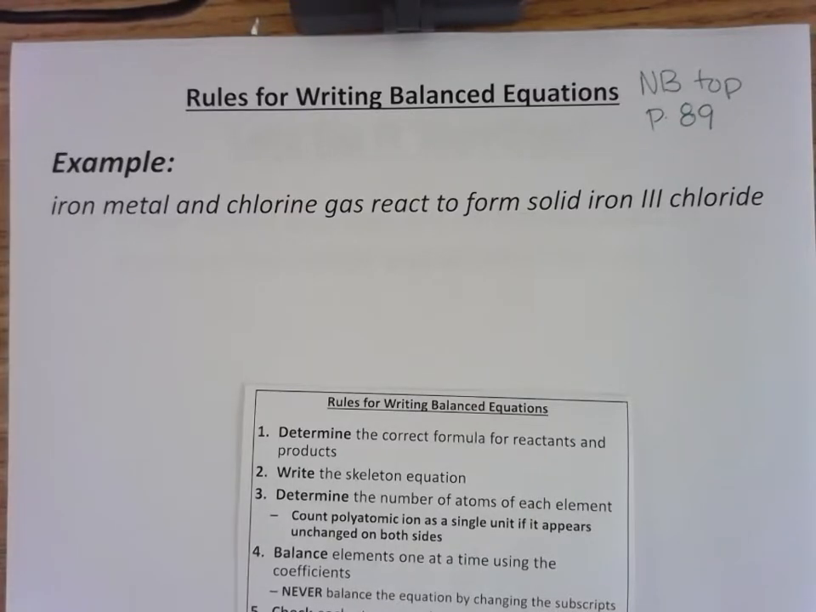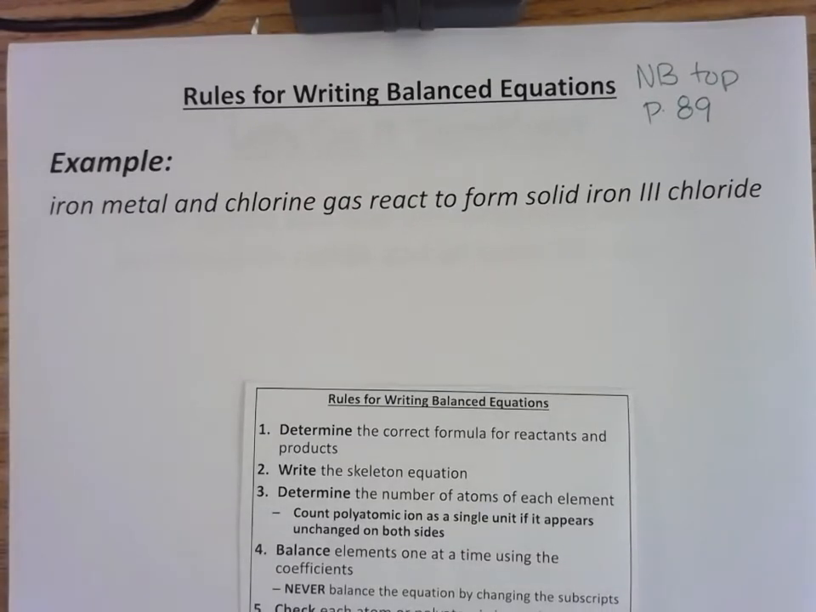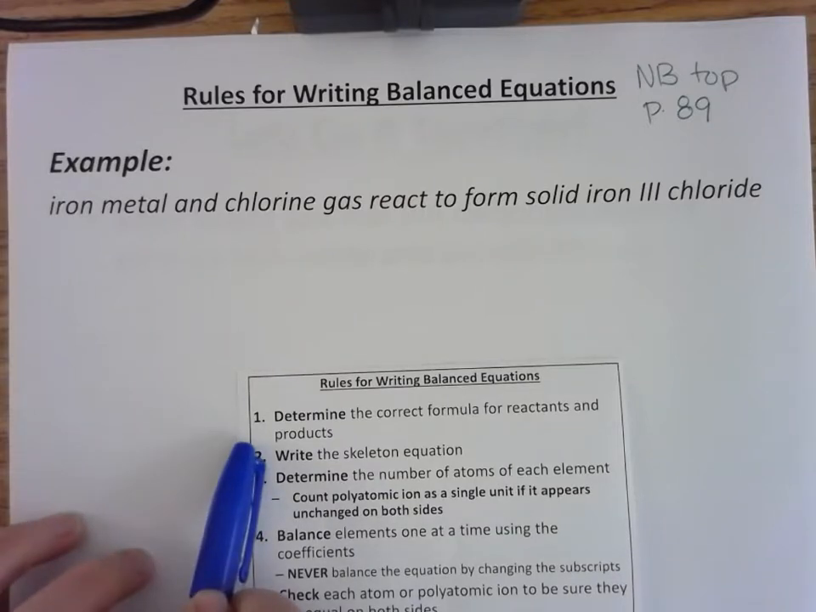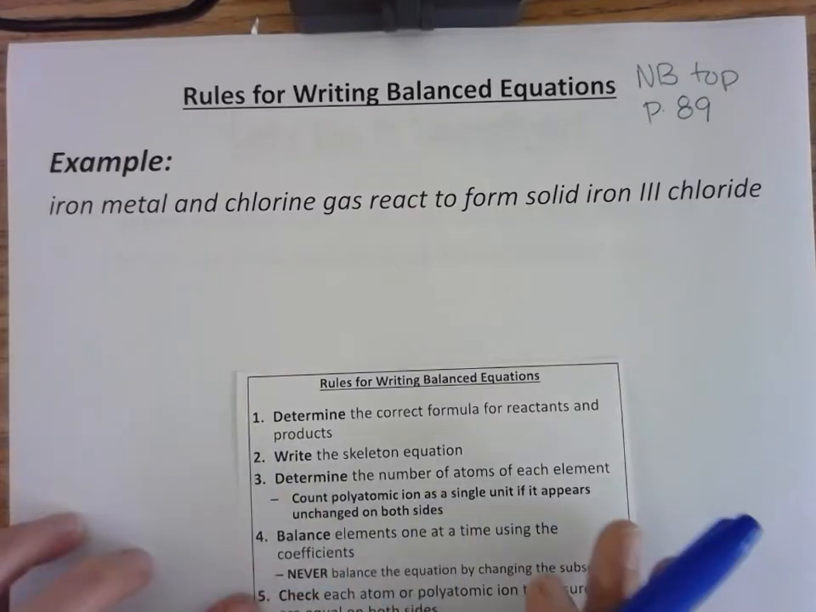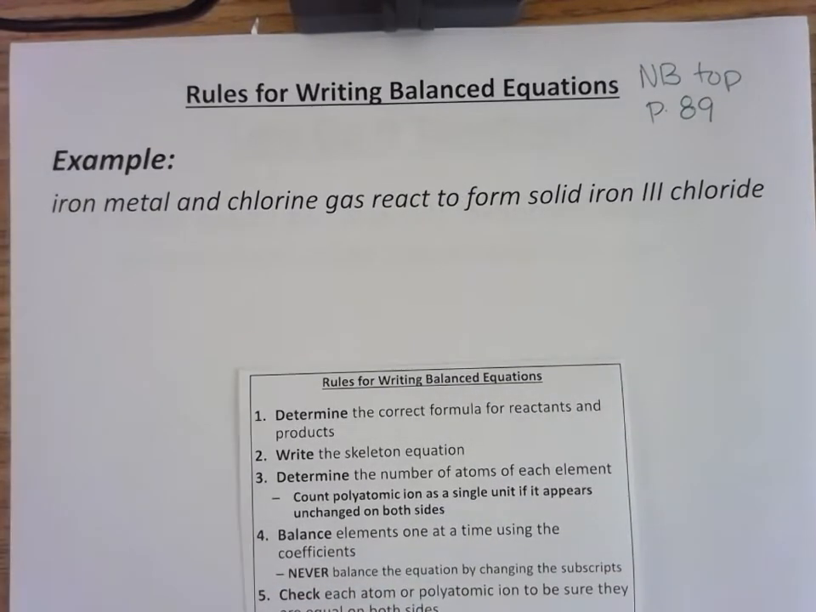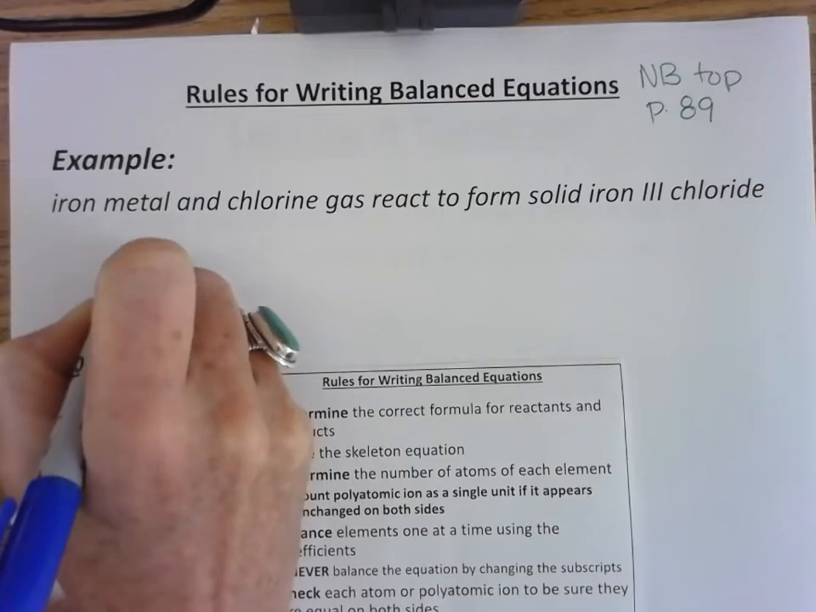All right, here's the example. Again, this should be on the top of page 89, and you should have this sentence written: iron metal and chlorine gas react to form solid iron(III) chloride. So number one tells me to determine the correct formula for reactants and products. That is what I need to do first. It says iron metal. It's going to be alone. The symbol for iron is Fe.